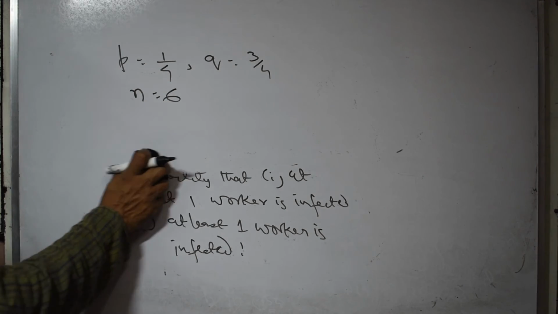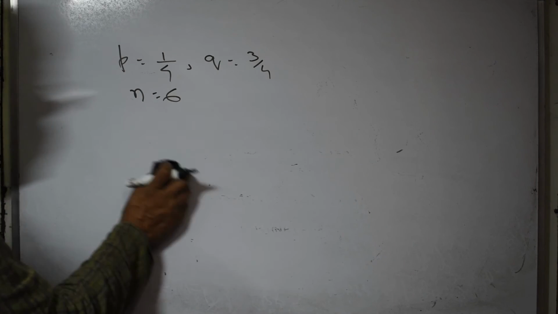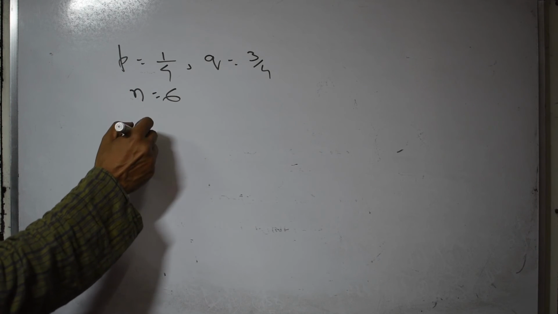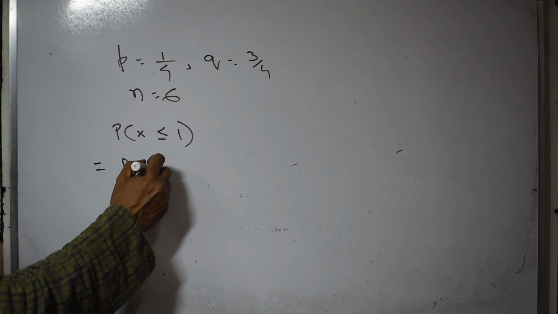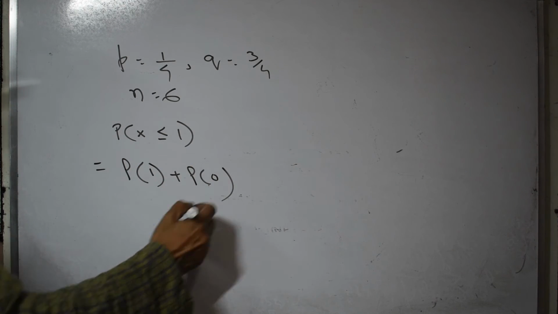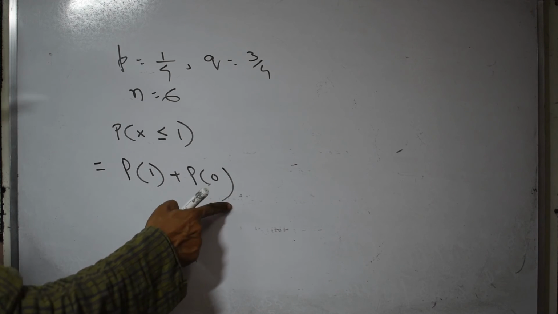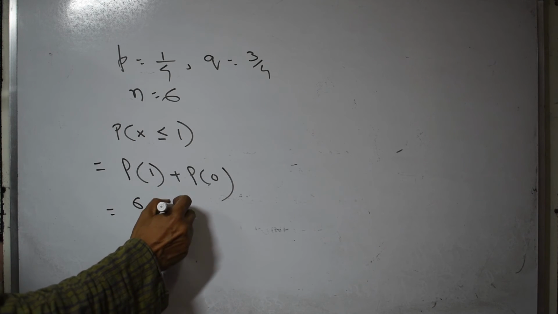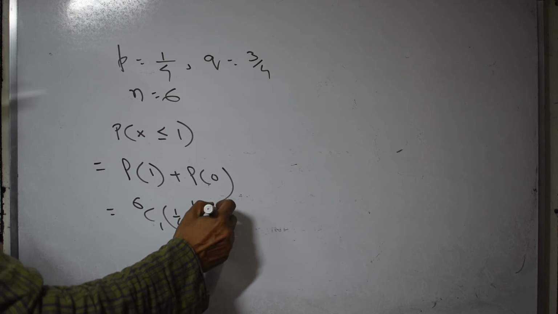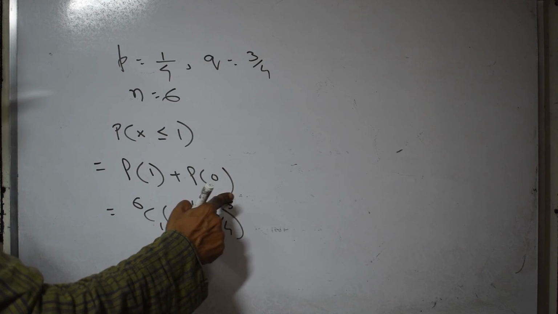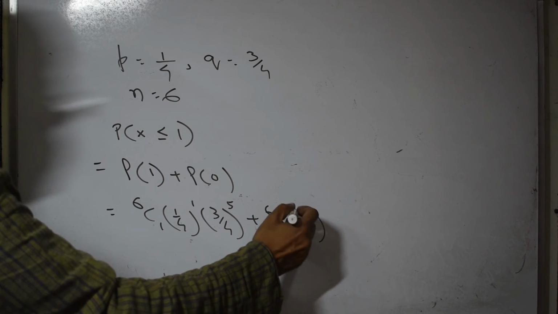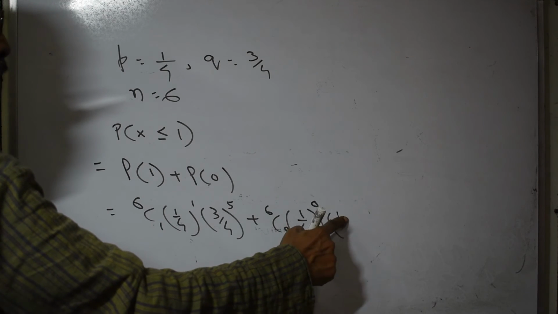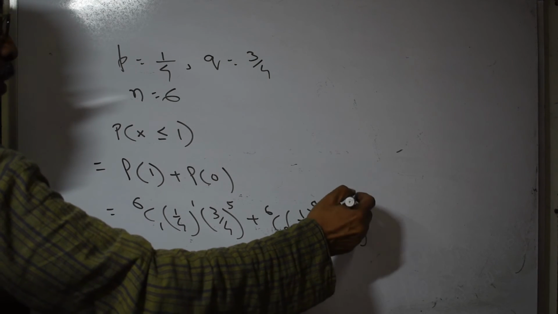The first question is at most 1, which means maximum 1. That means we can take x as number of workers who are infected, cannot be more than 1. So we have 2 cases. One is 1 worker is infected, another is no worker, because 1 or less than 1 is 0. So it will be 6c1 (1/4)^1 (3/4)^5, 6 minus 1, and this is 6c0 (1/4)^0 and then (3/4)^6.